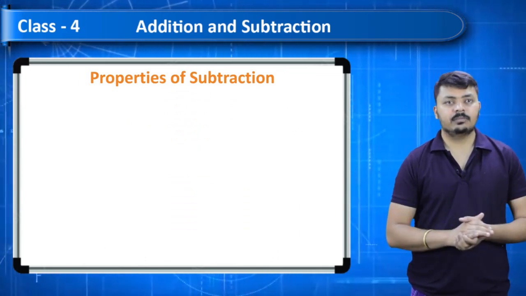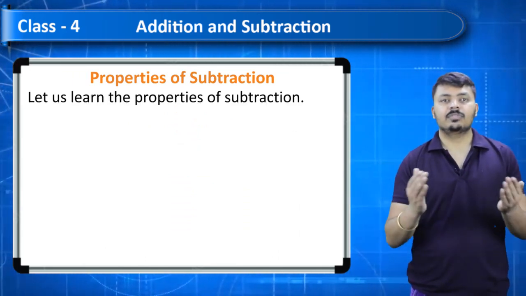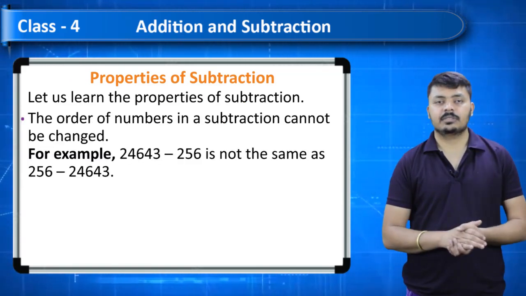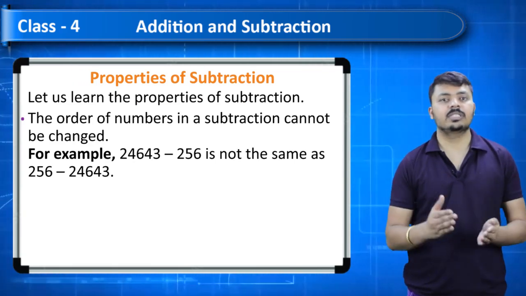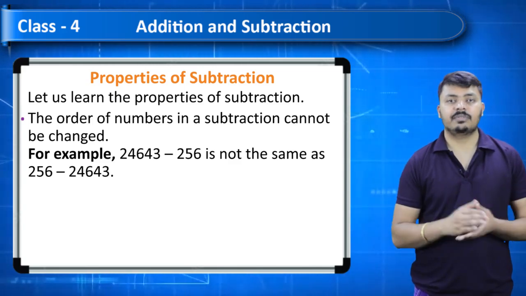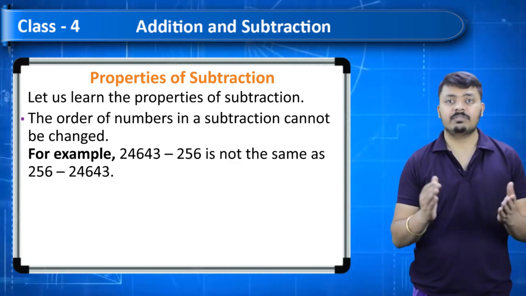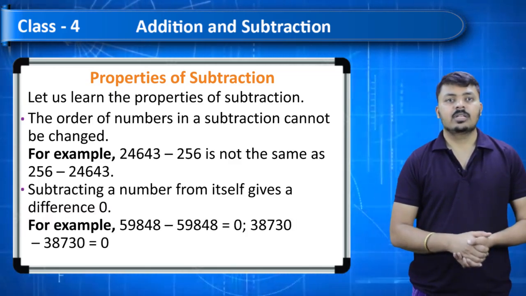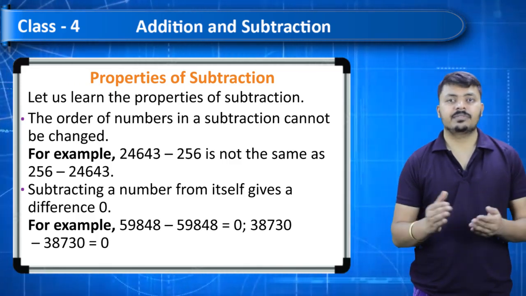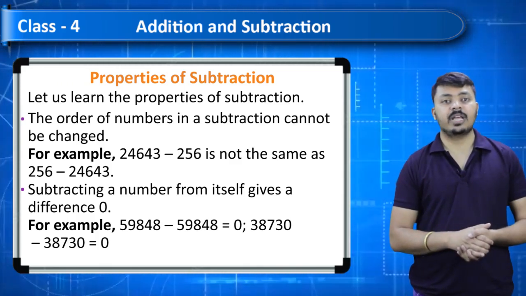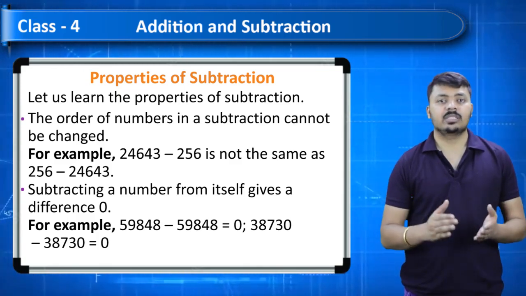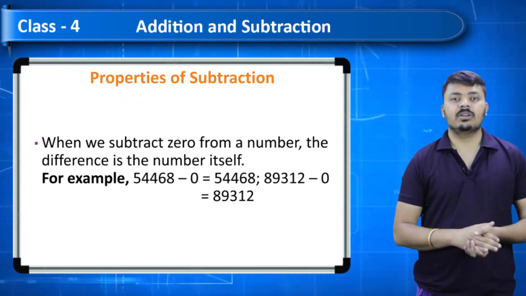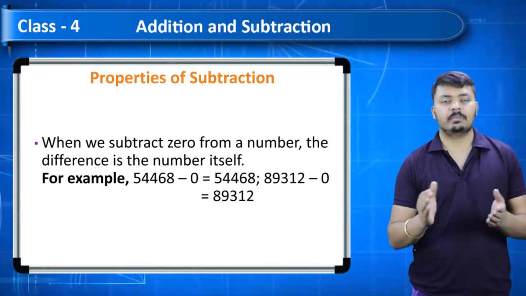Properties of subtraction. Let us learn the properties of subtraction. The order of numbers in a subtraction cannot be changed. For example, 24,643 minus 256 is not the same as 256 minus 24,643. Subtracting a number from itself gives a difference 0. For example, 59,848 minus 59,848 is equal to 0. When we subtract 0 from a number, the difference is the number itself.